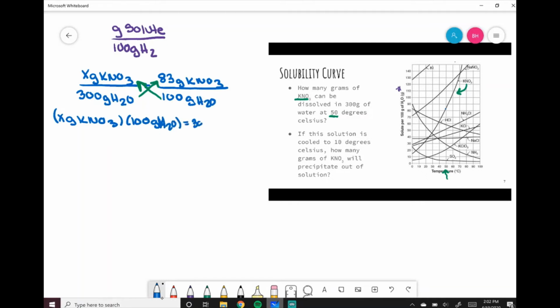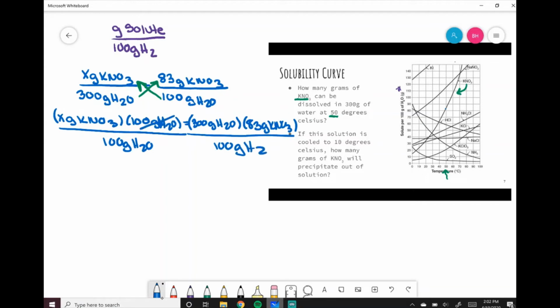Equals 300 grams of water times 83 grams of potassium nitrate. Divide this by my 100 grams of water. And I'm going to take my 300 and multiply it by 83 and then divide by 100. And what that ends up being is 249 grams of potassium nitrate.